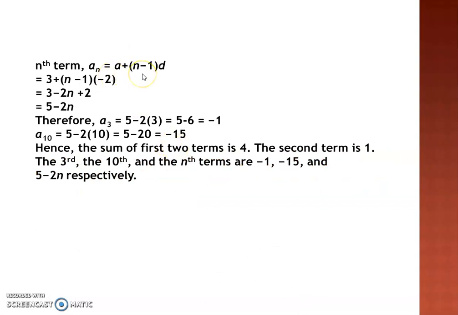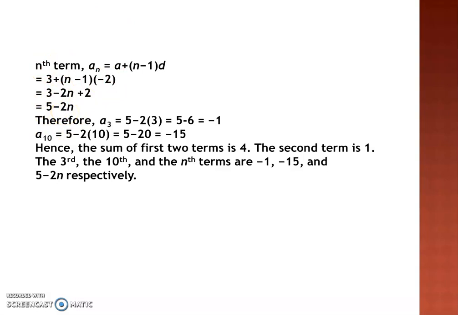So we will write generally what is the nth term, that is a plus n minus 1 d. Now this one, a you have already found 3 and minus 2 is the common difference, that also you have already found. So just find a general relation for the nth term in terms of n. After simplifying you will get 5 minus 2n. So this is relation for the nth term of the AP.